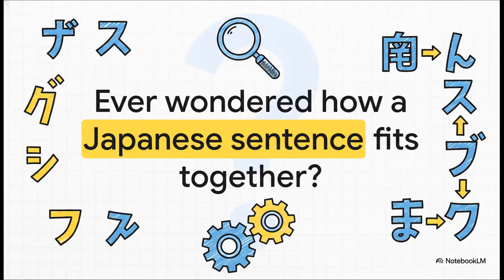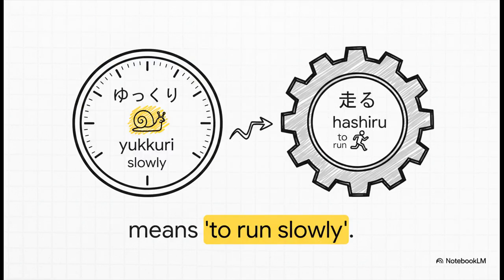I mean, we've all been there. You're staring at a sentence, and you might even recognize a couple of the words, but how they all link together, the structure, the why behind the word order, it can feel like a total mystery. But here's the thing, it's not a mystery at all. It's a system. So let's just take a really simple phrase as our starting point.